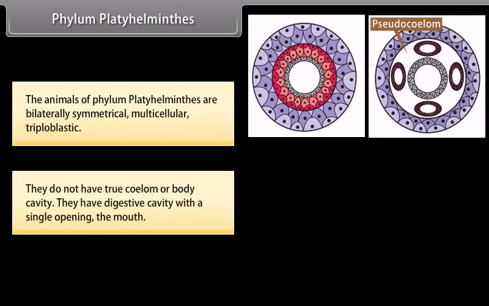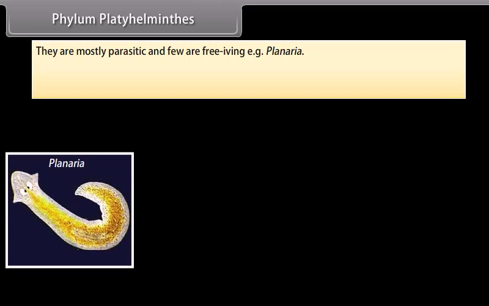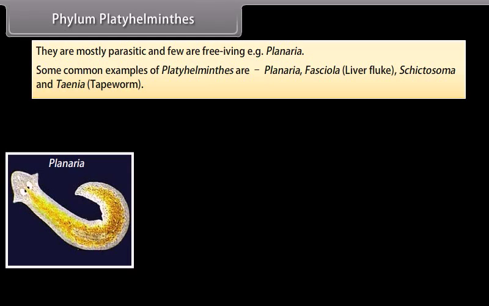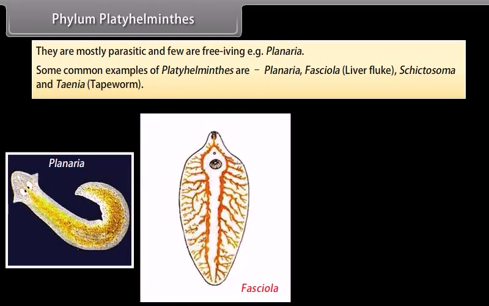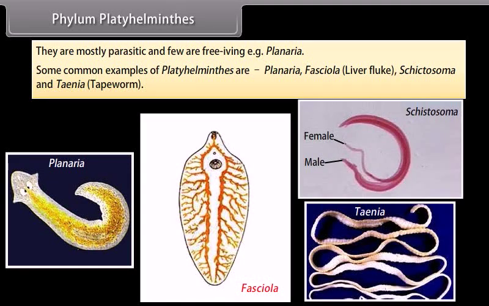They do not have true coelom or body cavity. They have digestive cavity with a single opening, the mouth. They are mostly parasitic and few are free-living, example, planaria. Some common examples of Platyhelminthes are planaria, fasciola, liver fluke, schistosoma, and taenia, tapeworm.